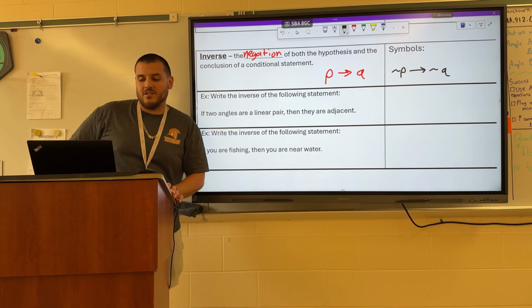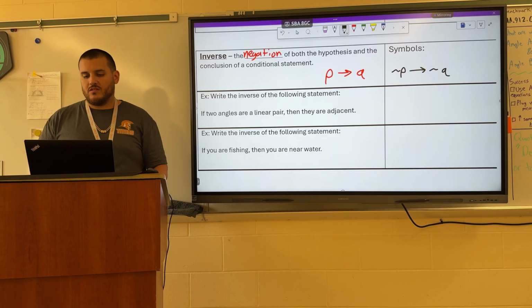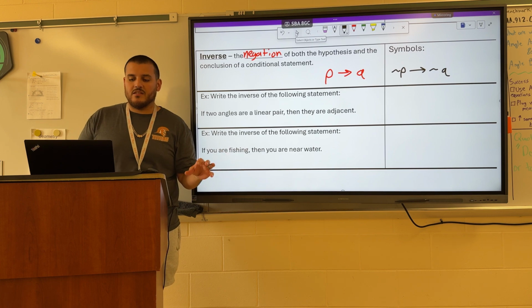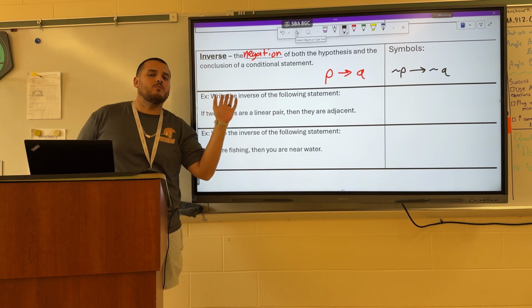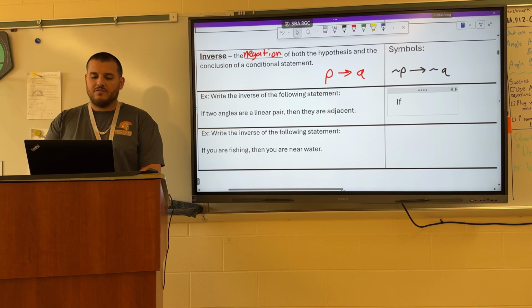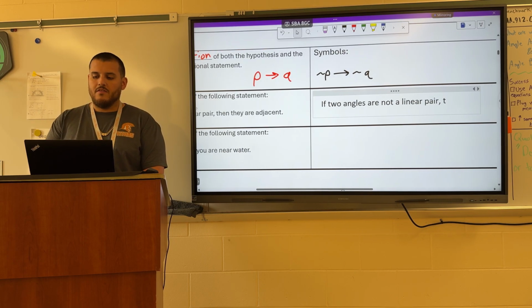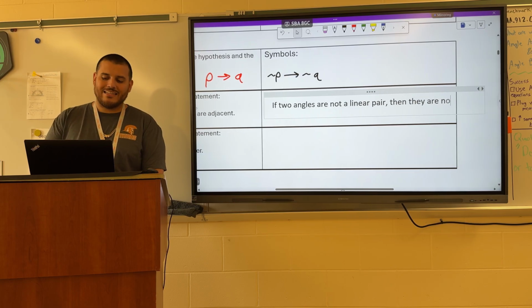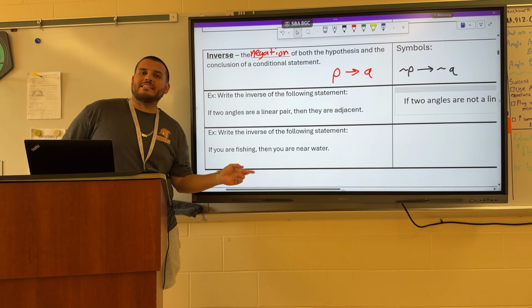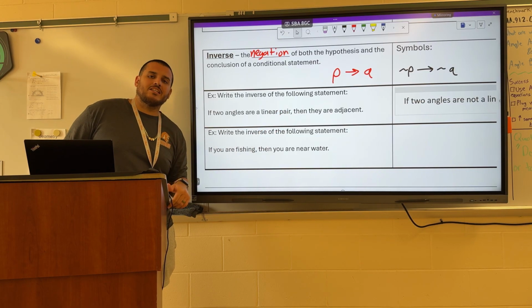In our first example, we're asked to write the inverse of the statement. If two angles are a linear pair, then they are adjacent. Absolutely a true statement. Remember, negation would be saying the opposite of this, but not just for the end. Remember, it happens to both the hypothesis and the conclusion. So the inverse of this statement would be if two angles are not a linear pair, then they are not adjacent. For our next example here, go ahead and pause the video and see if you can write the inverse of this conditional statement on your own.